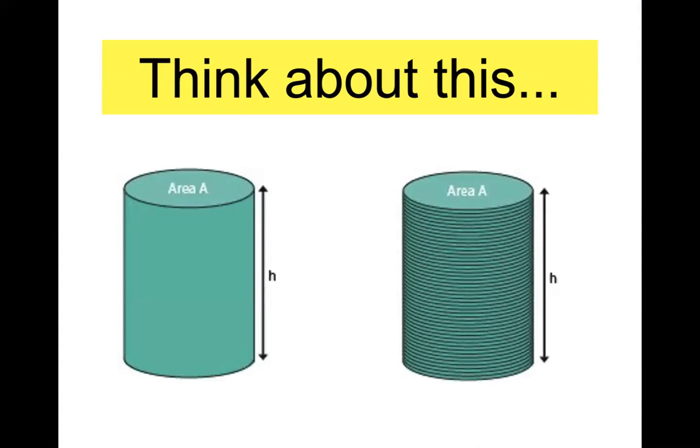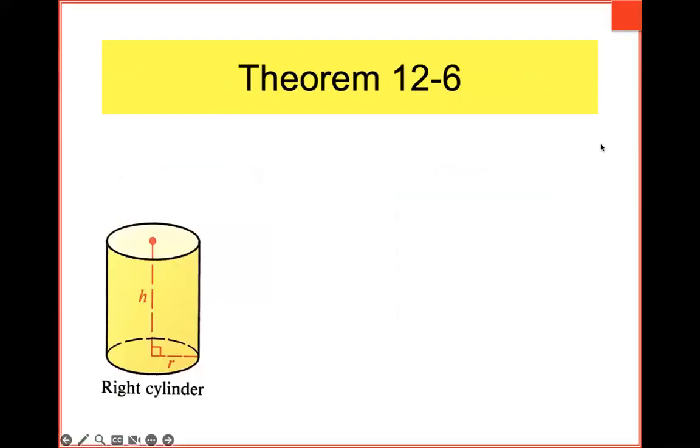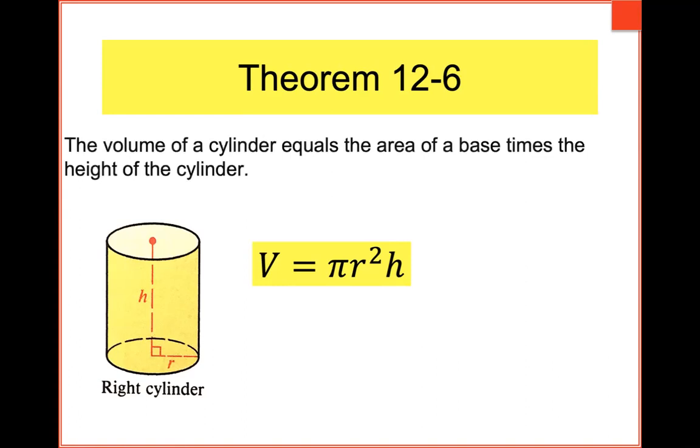So how many of those circles do we have? Well, that would be equal to the height. And that's where we're going to get our formula from. So for right cylinders, the formula for volume is one area of a circle, say the bottom one. So that would be pi r squared, because that's the area of a circle, times the height. All right, so that's volume of a cylinder.